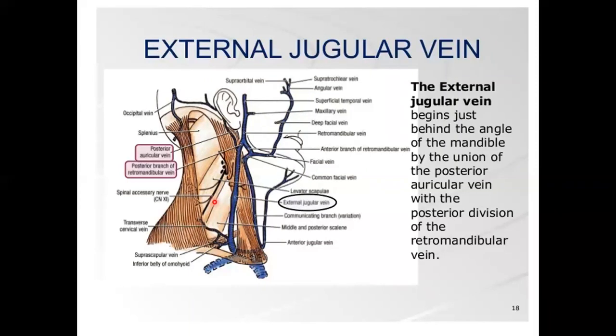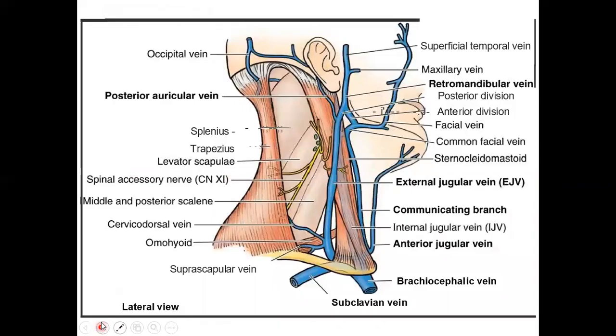I'm going to make a quick note here. Facial vein is going to become important when you talk about spread of infection on the face going back into the brain. So I'll just put that bug in your ear for later when she possibly mentions it. And you can see this a little bit better on this picture. Here's your posterior auricular vein. Here's the posterior division of your retromandibular vein. And together they make your external jugular vein, your EJV, instead of the IJV.